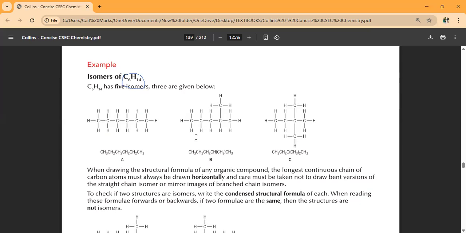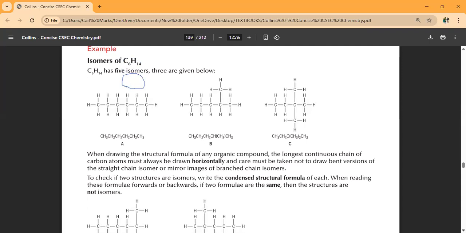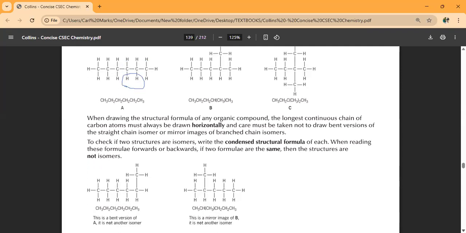Then we come to this one here. We have a branch on the 2nd carbon. And the 3rd one has 2 branches on the 2nd carbon. We're going to learn how to name these just now. We're going to come back to them, right? Now they give us a little example at the bottom. Is this an isomer here, the 4th one at the bottom? What do y'all think? Is it a branch?